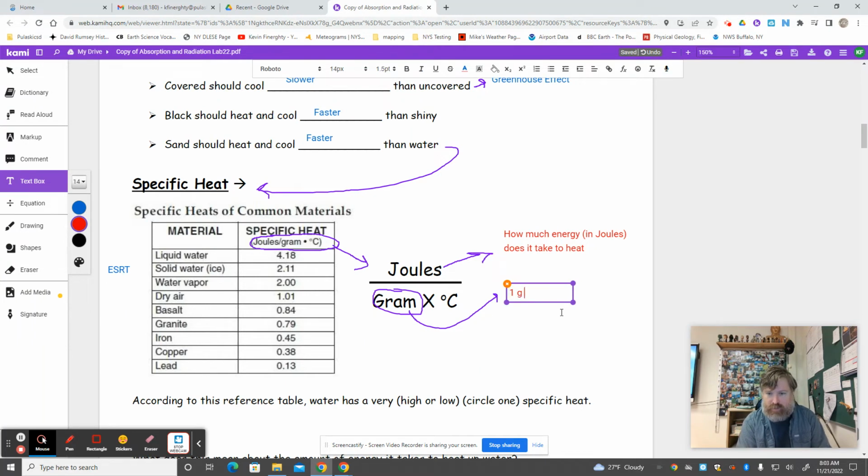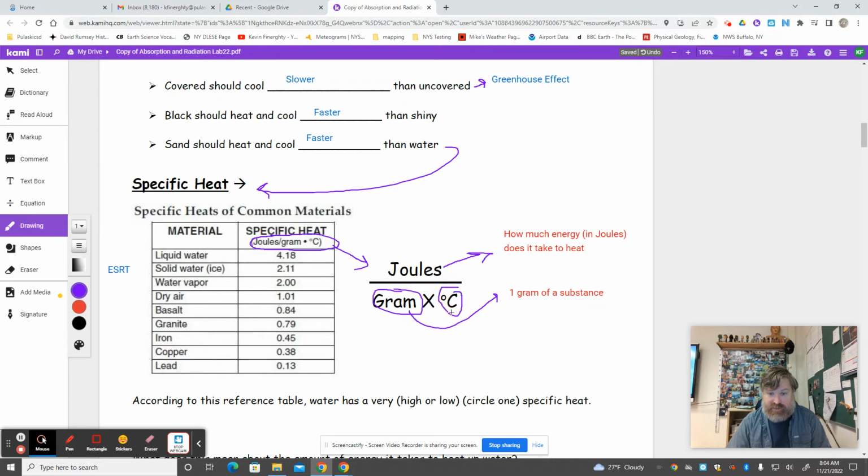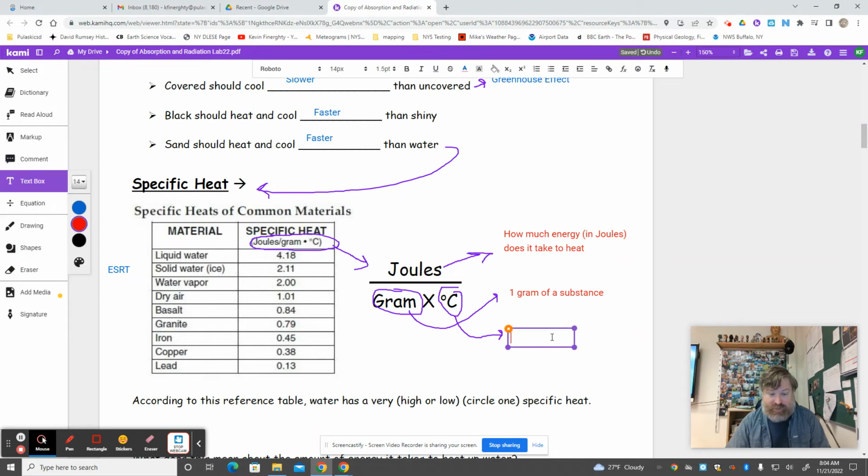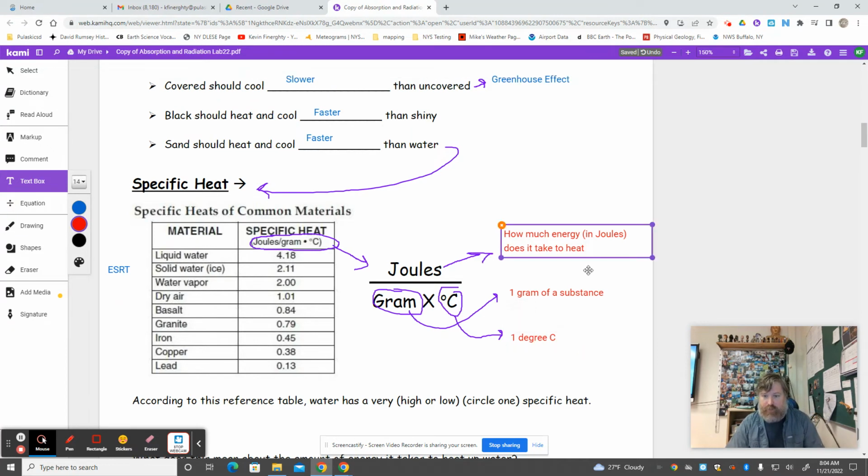1 gram of a substance by 1 degree Celsius. So this is a crazy looking unit, but it really tells us exactly what it does. 1 degree C. How much heat energy does it take to heat a gram of a substance by a degree Celsius.